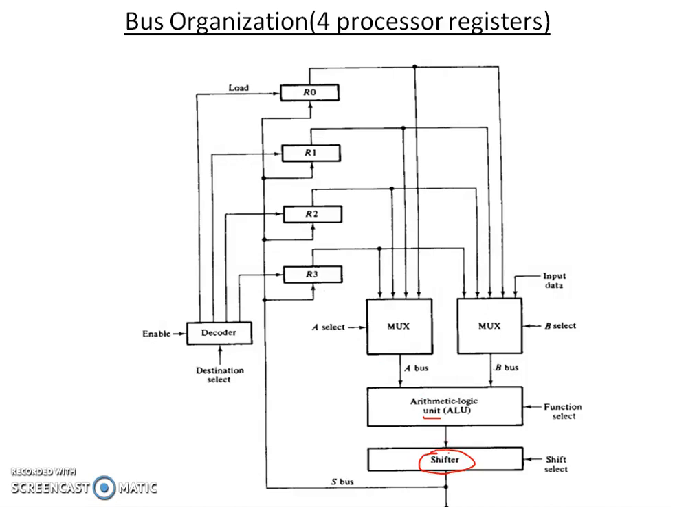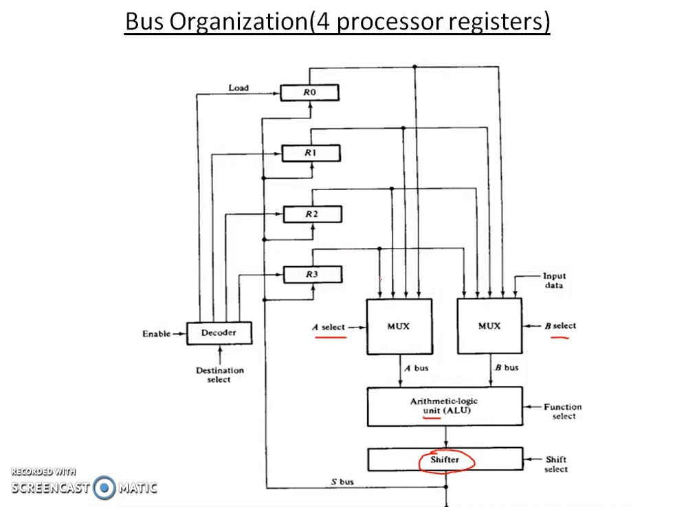If a shift operation is not required, the shifter just loads the result and places it on the bus to be loaded to the target register. Here we have some registers, R0 to R3, connected to the multiplexer. What is the purpose of the multiplexer? It helps to select the source from the different registers. A select is used to select the first operand, and B select is used to select the second operand.